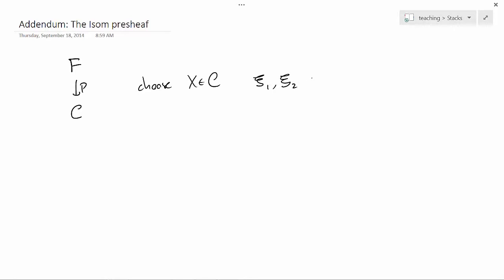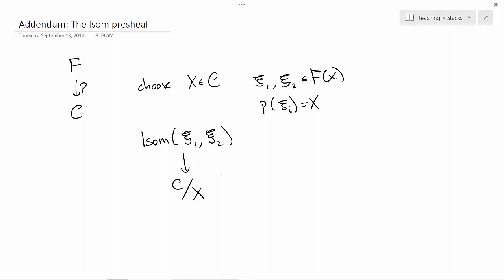C1 and C2 objects in F that lie over our object X, so this is to say that P of each of these guys is my object X, then we can define a new fibered category that we're going to call the Isom fibered category of isomorphisms between C1 and C2. This is going to be a category fibered not over C, but over the comma category over X.